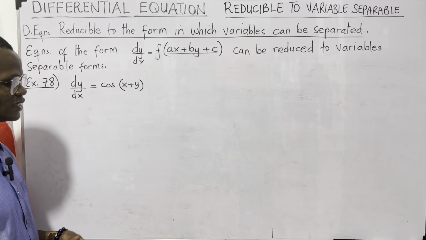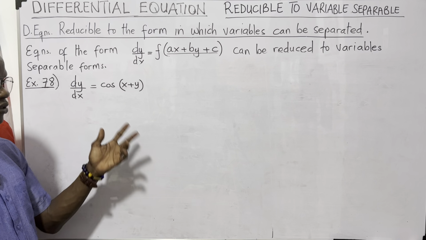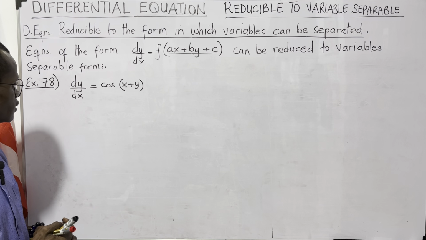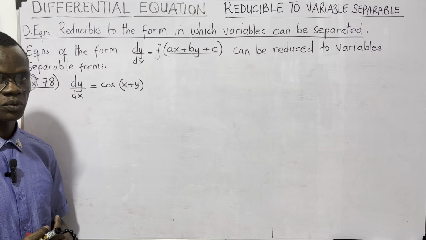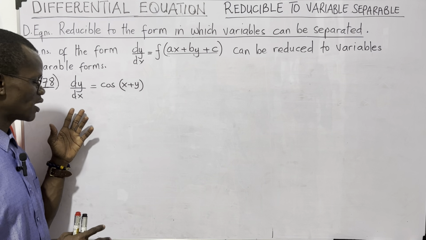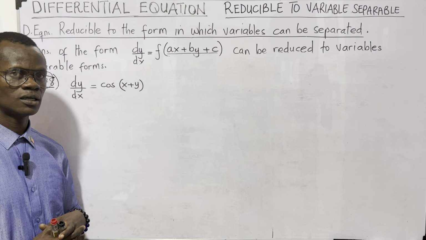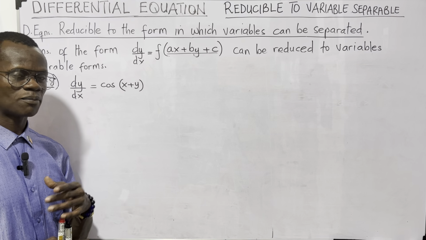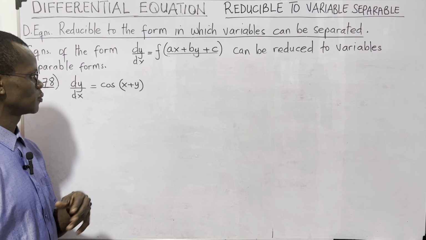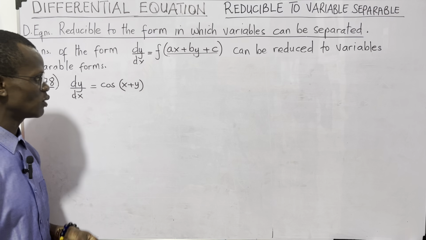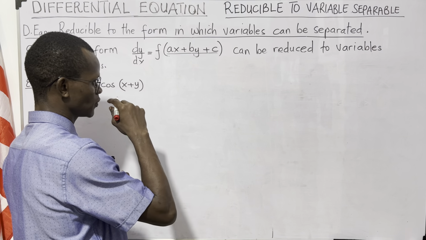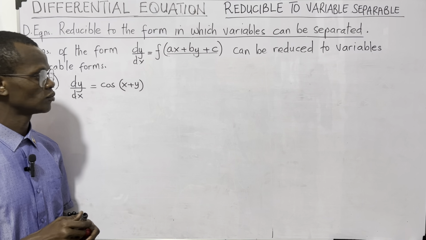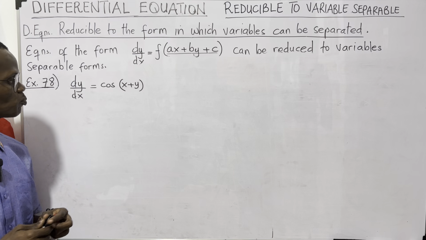So let's look at an additional problem. We've been solving a few problems under this topic. So let's look at this question. It says dy by dx is equal to cos of x plus y. If you can remember, we solved a problem like this, and we solved a problem like dy by dx is equal to sine of x plus y plus cos of x plus y. So this is also similar. We'll do another problem in the next video, but let's look at this one quickly.